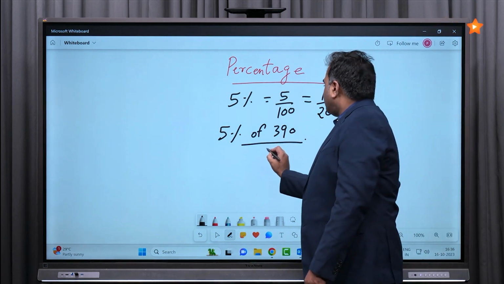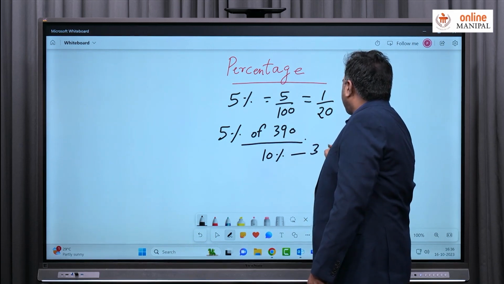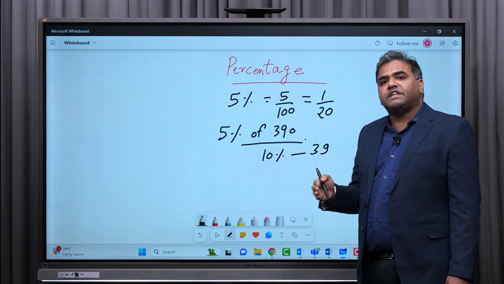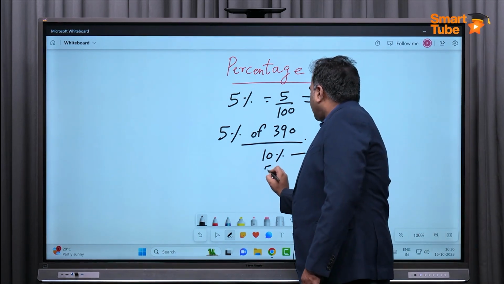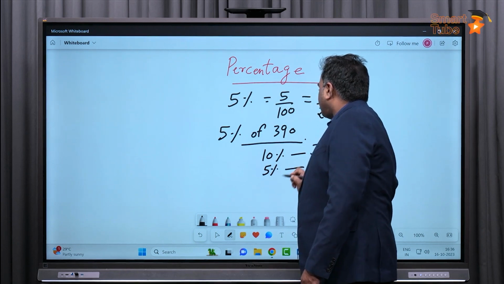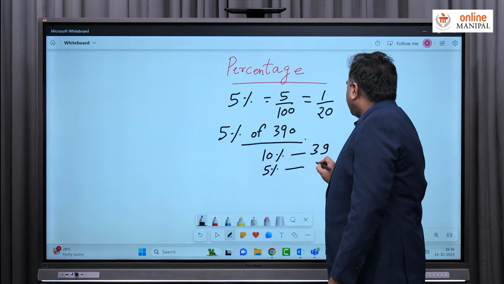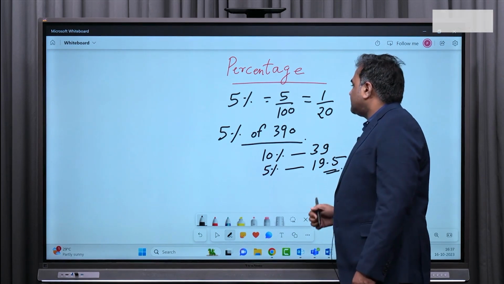The other way, what you can do guys, is simple. What is 10% of 390? 10% of 390 would be 39. 1% of 390 would be 3.9. So if I am asking you 5%, 5% is what? It is half of 10%. So what is half of 39? Half of 39 would be nothing but 19.5. So this is a simple way.